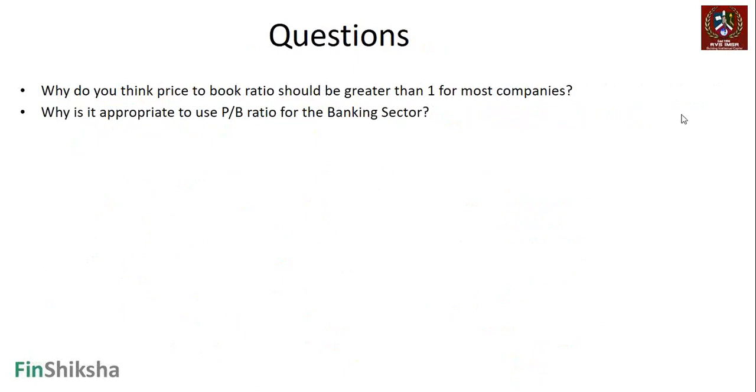So as we come to an end of this particular session on price to book, let's answer a couple of questions. Why do you think price to book ratio should be greater than 1 for most companies? And why is it appropriate to use price to book ratio for the banking sector? Thank you.